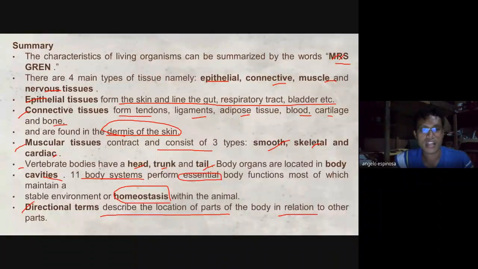Okay, so that is our discussion for tonight. So let's have a quiz. Are you ready?